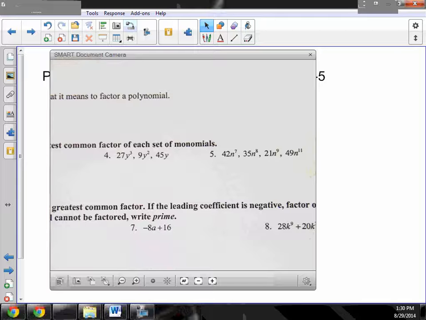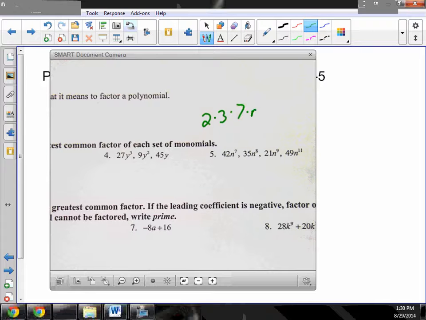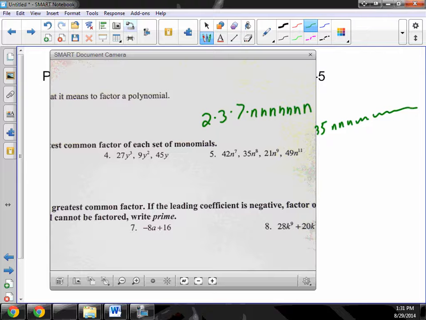7n to the 7th. Does anybody not understand why? Well, if we were to break these down, 42 would be 2 times 3 times 7 times n's. And 35 is going to be 5 times 7 with 8 n's. And then 21 with 9 n's. And 49 with 11 n's.